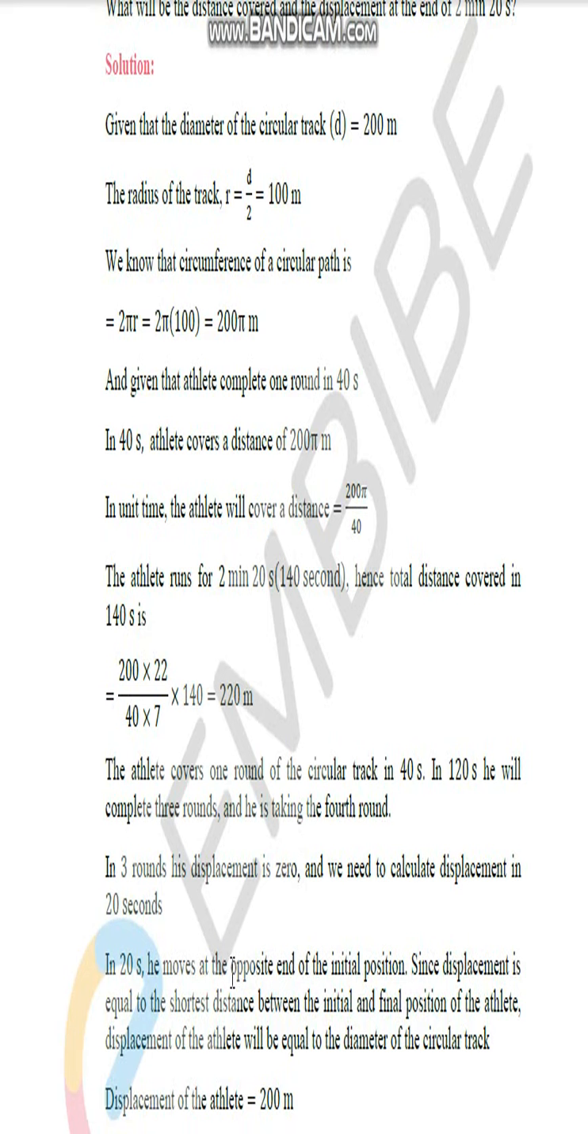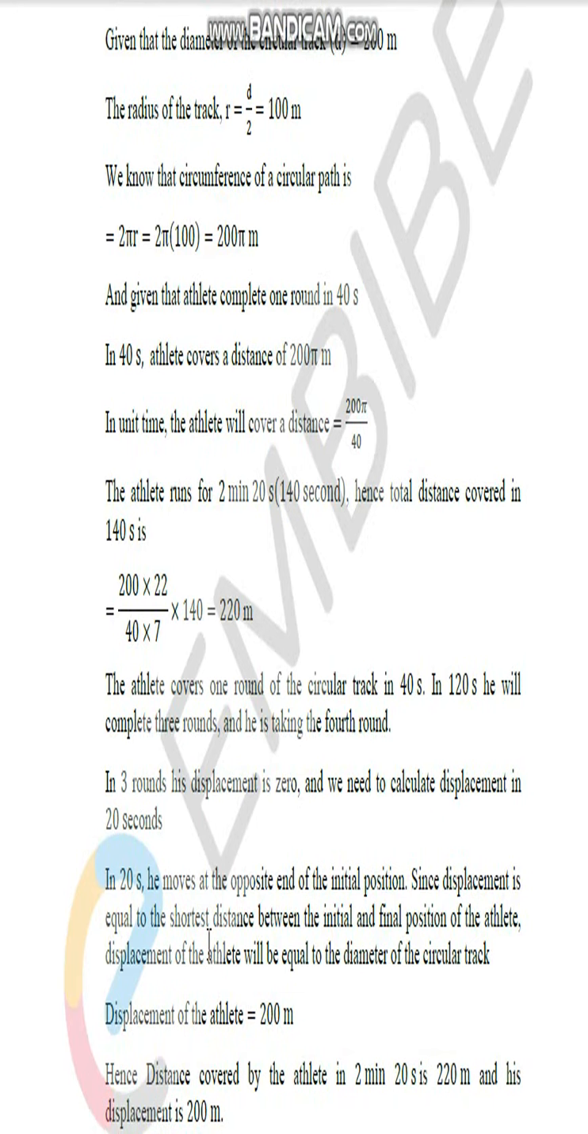The athlete covers one round of the circular track in 40 seconds. In 120 seconds he will complete 3 rounds. How 3 rounds? It takes 40 seconds to complete one round, and if I break 120 into 40s, this means thrice 40 seconds. So 3 rounds, plus 140 means 20 seconds more.